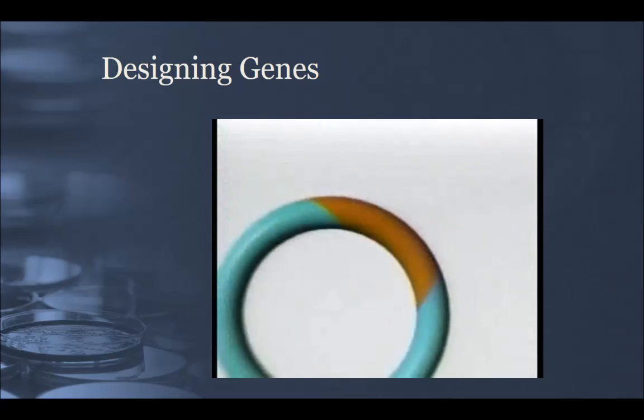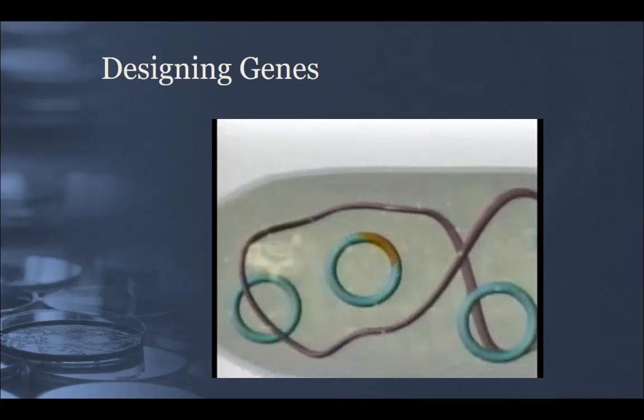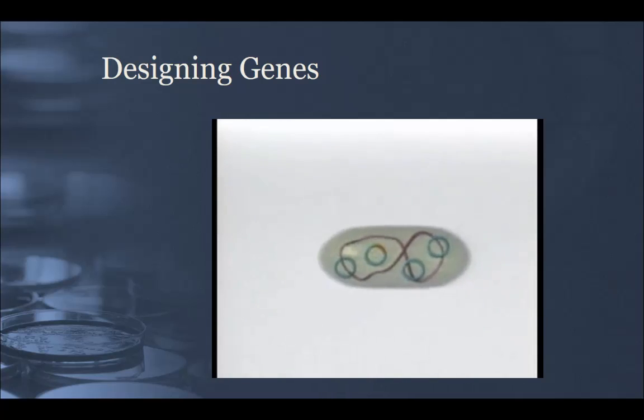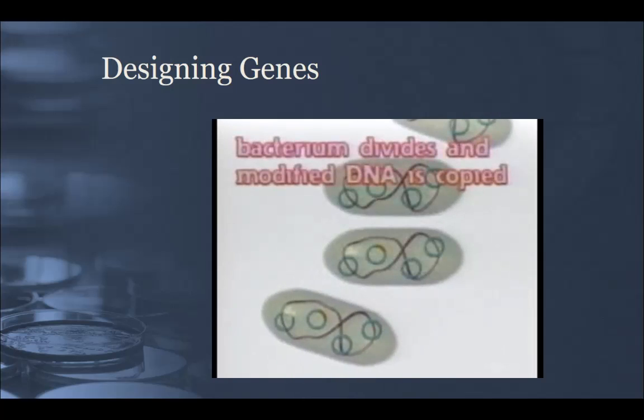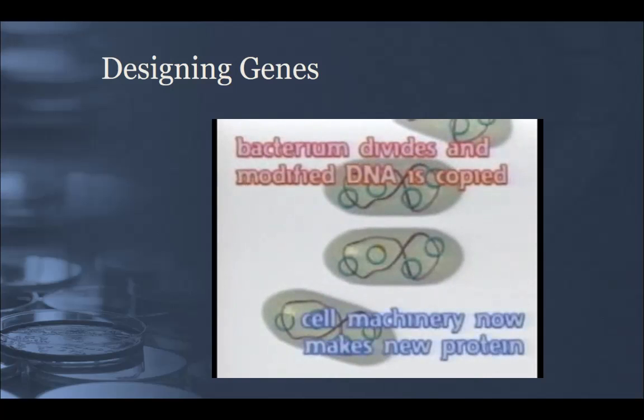The altered plasmid is then reinserted into a bacterial cell. And as the bacterium divides, the modified DNA is copied exactly. Most importantly, the bacterial cell machinery will now make a new protein, as defined by the introduced gene.